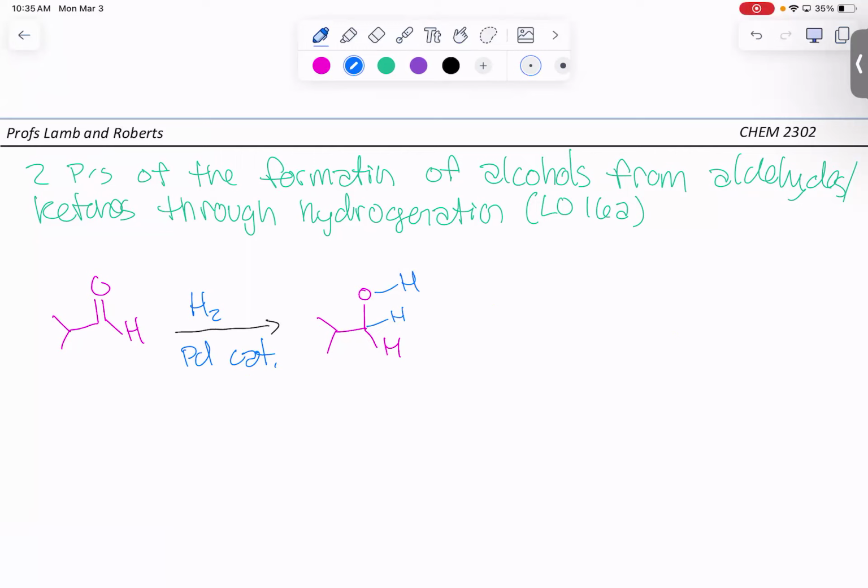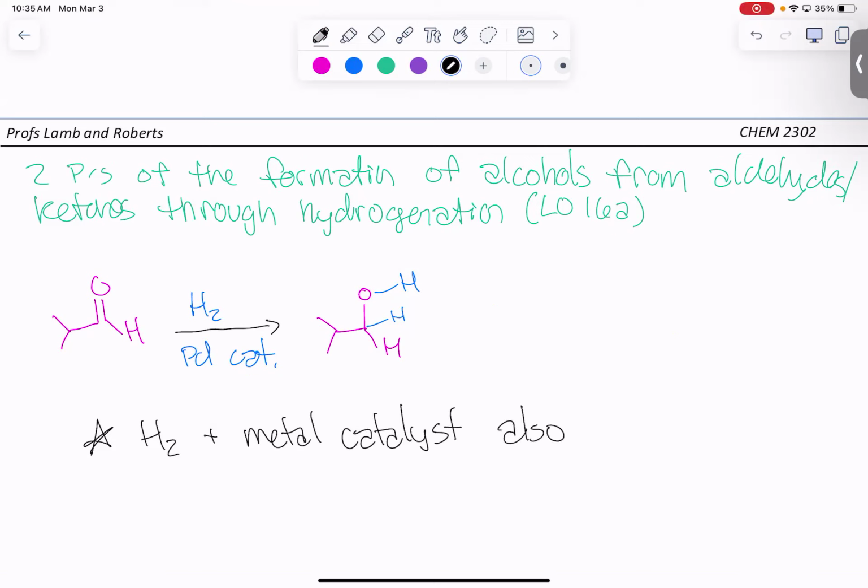All right, so this is a nice way to use aldehydes and ketones to make alcohols and reduce double bonds. We also had a question on the exam about some chemoselectivity. So you need to recall that H2 and a metal catalyst also reduces CC double bonds. So if you have an alkene, this is going to reduce that as well.